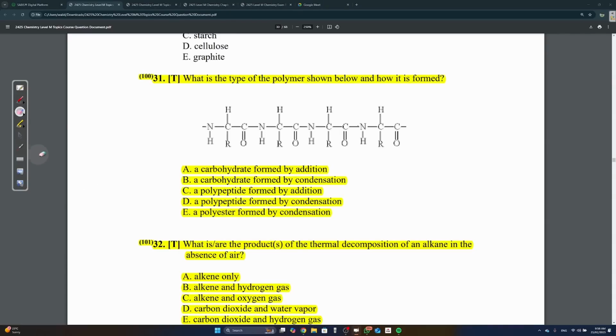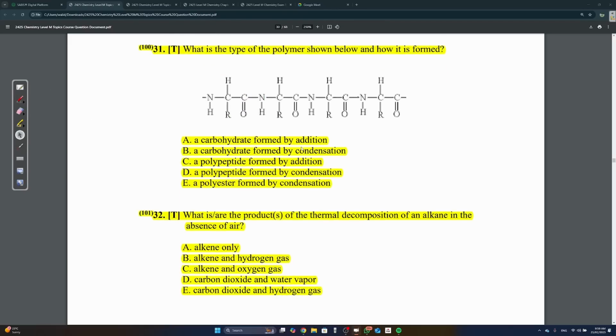Always when you get a type of question like this to identify it, look at the linkage. Amide. Which one was the amide linkage? We had two, the protein and the nylon. They're both condensation. But how do you know which is which? Take a look at the side chain. The R is on the side, and we don't have that for any molecule except for amino acids that we studied at our level.